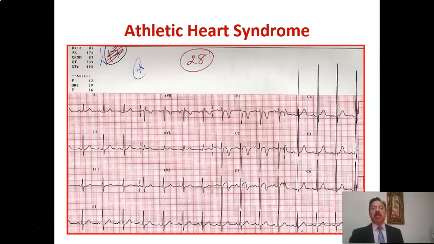This patient is a professional athlete, and his ECG was recorded after completing the marathon, and you can see the deep T waves in V1, V2, V3, along with some elevation in places and very high voltage QRS complexes. So this is athletic heart syndrome. This is also a normal finding in athletes.